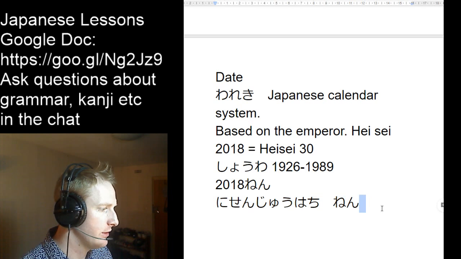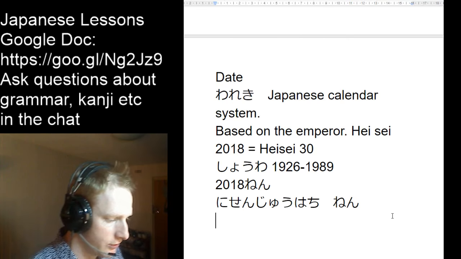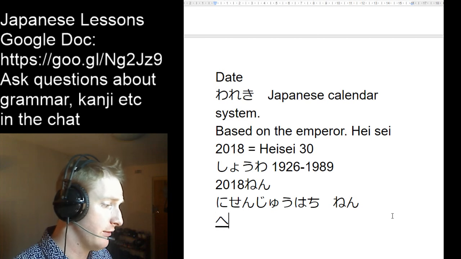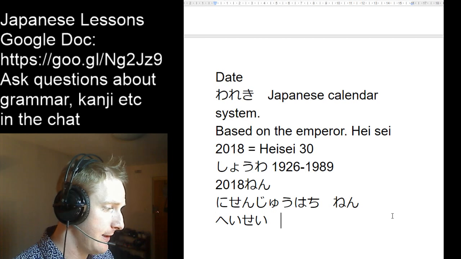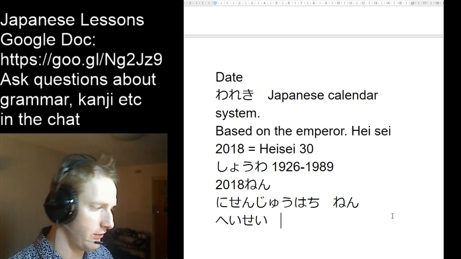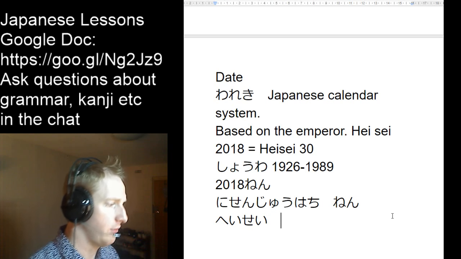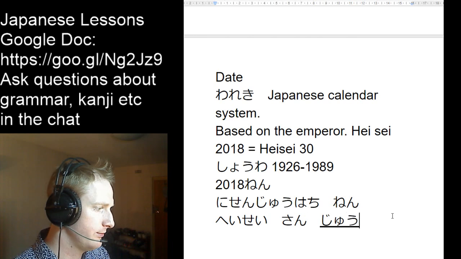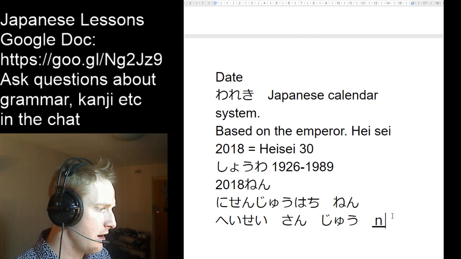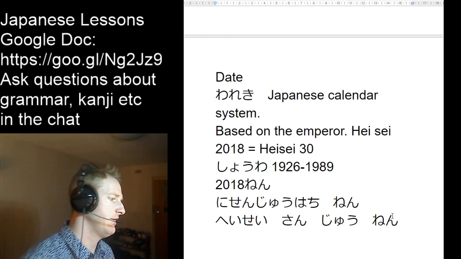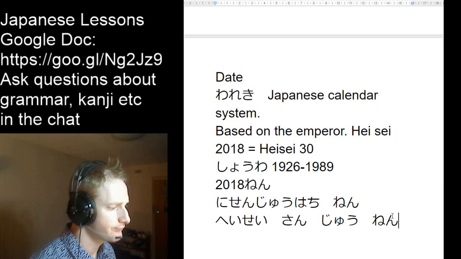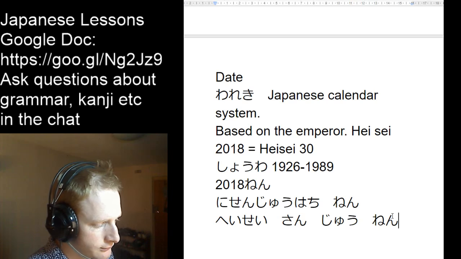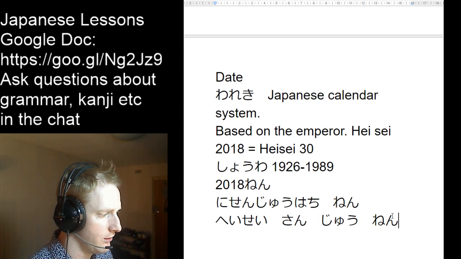Alright, how do we do it with Heisei? Well, generally we say the era first. So Heisei, and then we need to do year 30. So 30 is 3 with 10. So sanju nen. Heisei sanju nen. Okay, so it's the 30th year of Heisei.